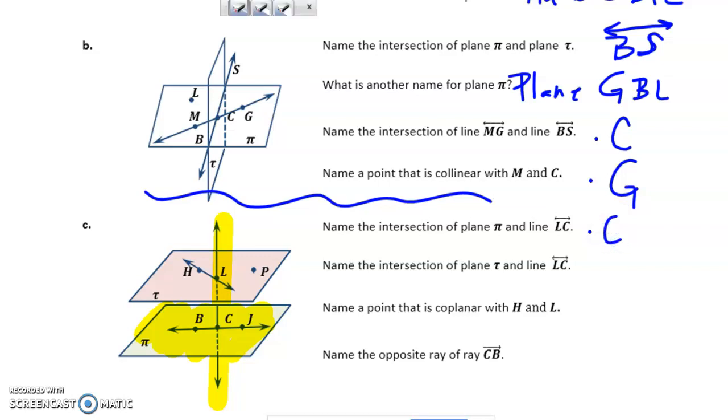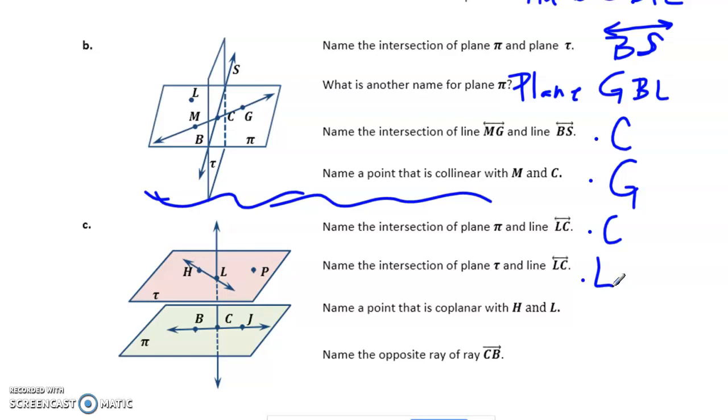The next one, there's no number. Name the intersection of plane I and line LC. So that's the plane above and line LC. Back table, what did you say the intersection of line LC and plane I were? Point L, that is correct. Everybody else good on that?